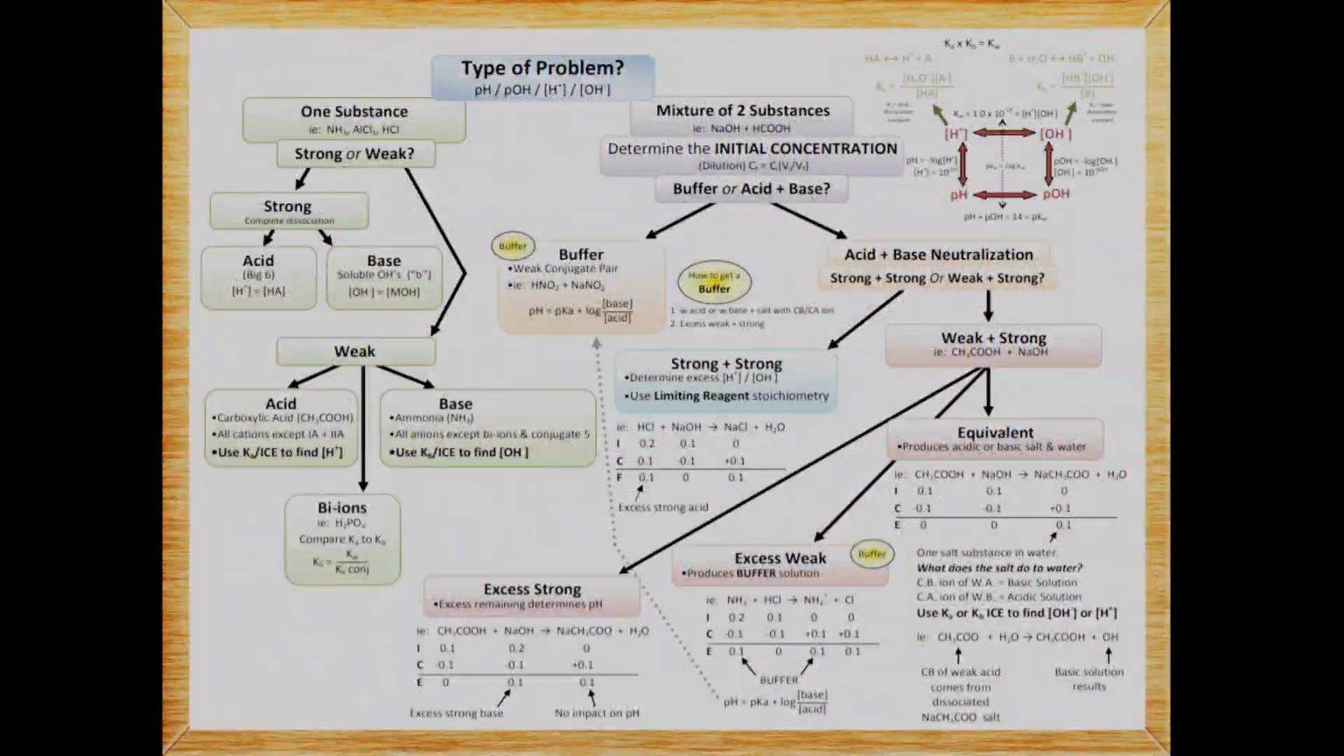This chart is an excellent summary of all the calculations we have been doing throughout this chapter. When we are confronted with one of these problems, we must first decide if we are dealing with one substance or a mixture of two substances. If it is only one substance, we need to determine if it is strong or weak. Strong acids and bases completely ionize or dissociate, while weak acids and bases would require a Ka or Kb ICE table. For bi-ions, we compare the Ka to the Kb.